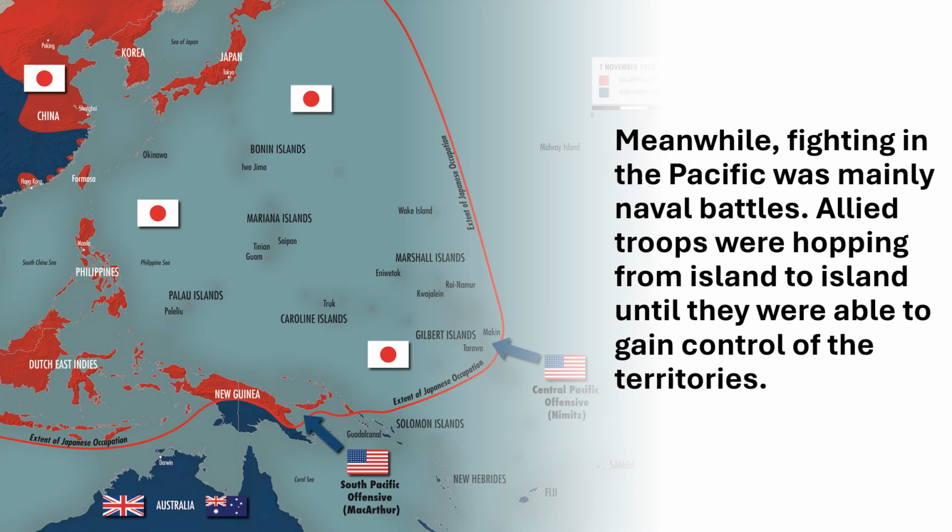Another meanwhile, fighting in the Pacific was mainly naval battles. Allied troops were hopping from island to island until they were able to gain control of the territories.